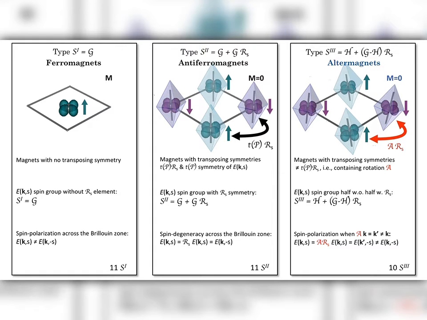So ferromagnets are described by the first group, and this is because this group does not contain any spin rotation element. So in such a magnetic crystal, it means that there is no transposing symmetry which will transpose one magnetic sublattice onto another sublattice with the opposite magnetic moment. So if I don't have such a transposing symmetry, then by symmetry I have magnetization, non-zero magnetization is allowed, and that corresponds to a ferromagnet.